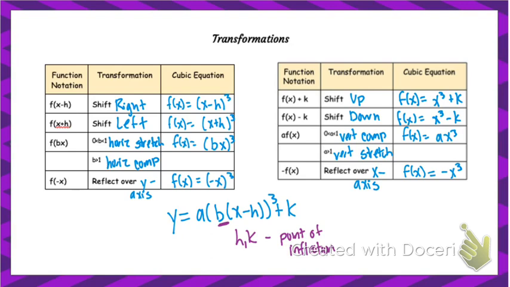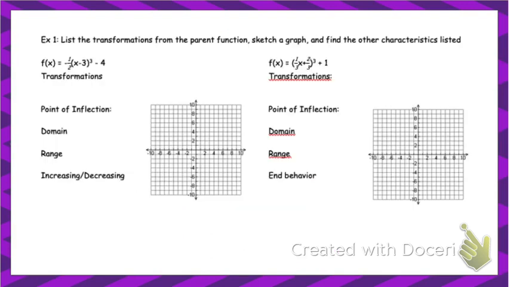All right, so let's look at this actually applied to some cubic functions. On this one, the transformations, we're going to list those first. So this graph has gone right 3, down 4, reflected over the x, and vertically compressed by 1/2. In order to sketch the graph, the first thing we want to do is find the point of inflection. Well, if it's gone right 3 and down 4, that is our point of inflection.